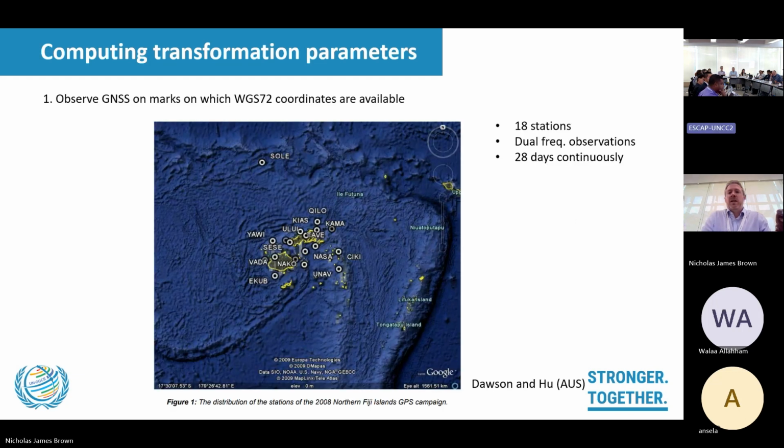So here are the 18 stations that they had throughout the Northern Islands. And the first step was to observe the GNSS on the survey marks on which they had existing WGS72 coordinates where they had available. So remember, you need the XYZ in the WGS72, and they had that. So they went and then re-observed ITRF to get ITRF coordinates on those same marks. It was done at 18 stations. They got dual frequency observations for 28 days.